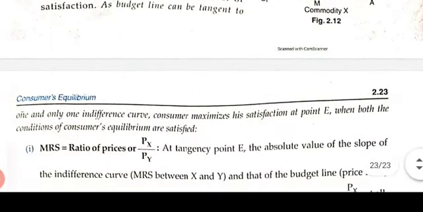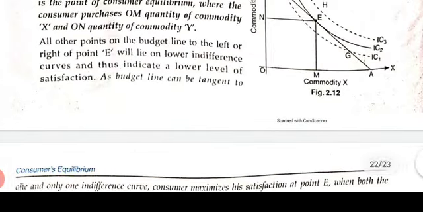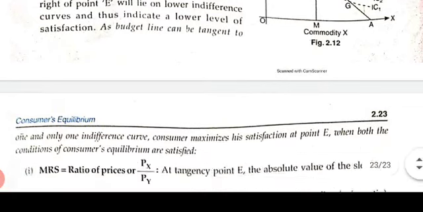Okay, so as a budget line can be tangent to one and only one indifference curve, the consumer maximizes his satisfaction at point E when both the conditions of consumer equilibrium are satisfied. So at this point E, both the conditions, MRS XY equals PX by PY and MRS continuously falls, are fulfilled.